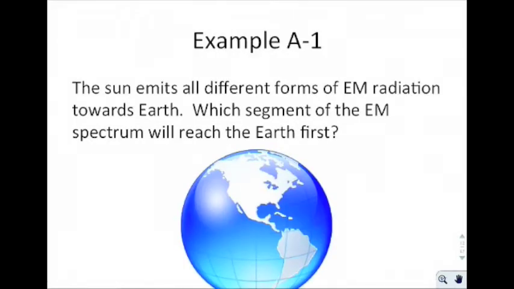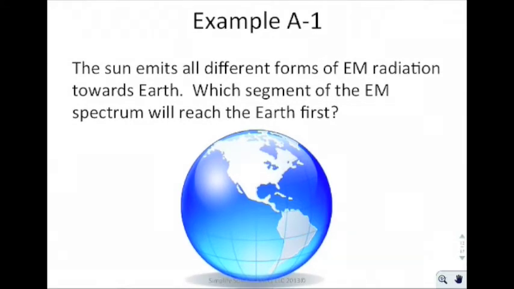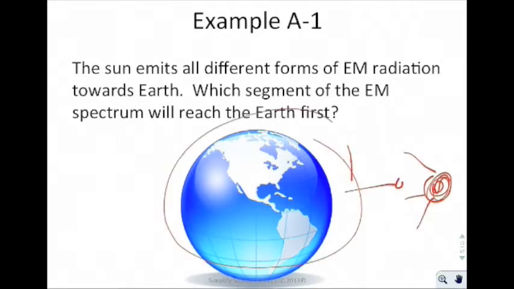Next, we say the sun emits all different forms of EM radiation towards Earth. Which segment of the EM spectrum will reach Earth first? This is a common question. A lot of times I gave it to first year chemistry: the sun emits a gamma pulse. Can you have a satellite that warns and puts a shield around Earth in time? And the answer is no. All forms of the electromagnetic spectrum travel at the same speed, so it doesn't matter if you have radio signals or gamma rays. They all travel at the same 3 times 10 to the 8th.